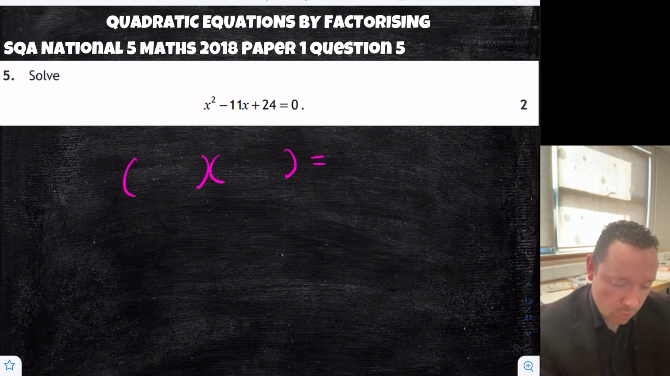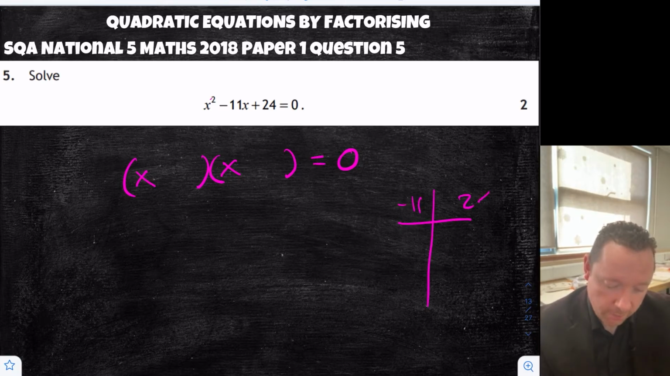And this is quite a simple one. If it's just an x squared, I can write x and x straight away. To get my other numbers, I'm looking for two numbers that times to make 24, but add to make minus 11. So at the side, what you could do is write minus 11 and 24.